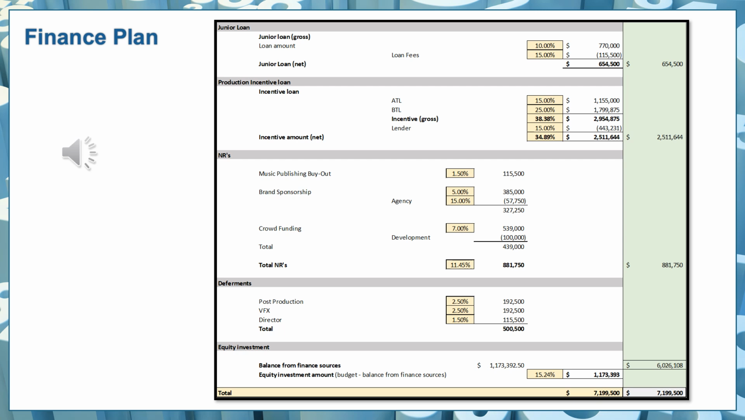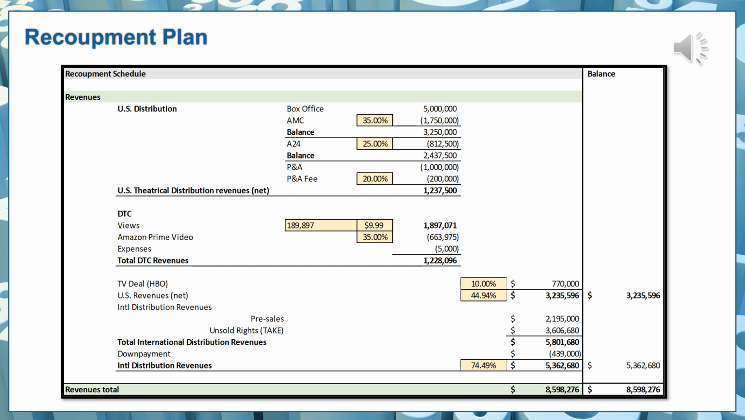With all the finance sources that we have now combined, we have raised $6,026,108, leaving us with an equity balance to be covering $1,173,393. So let's take a look at our recoupment schedule.